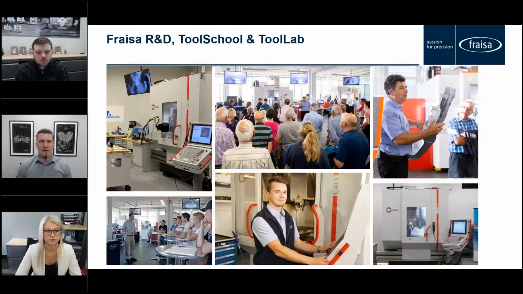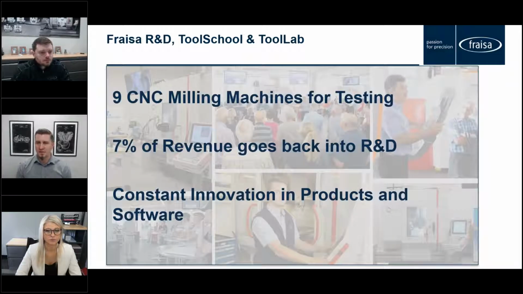Fraisa focuses a lot on research and development. We have a tool school in Europe and a tool lab here. These are areas where we do a lot of testing in a lot of different material types to derive our speeds and feeds. So we have 9 CNC milling machines that we use strictly for testing and training. That's a huge amount compared to most solid carbide round tool manufacturers.